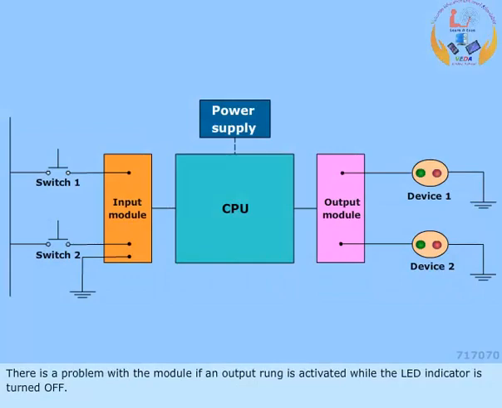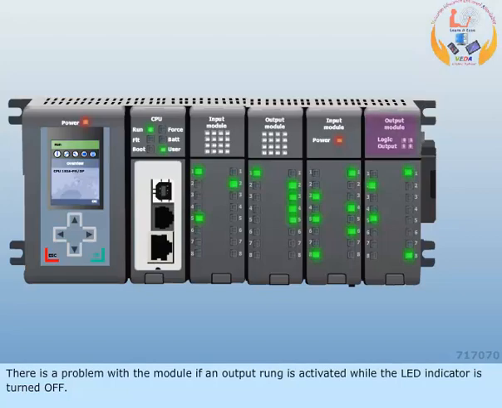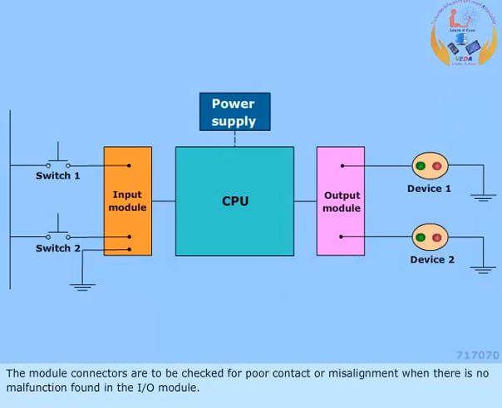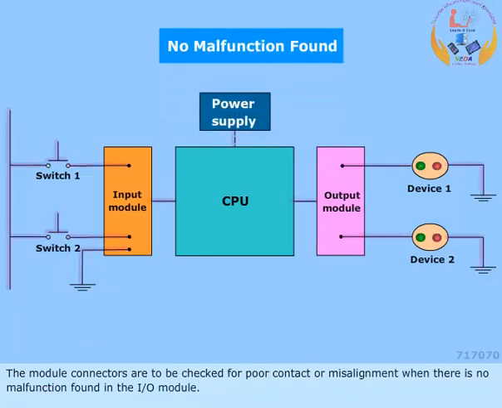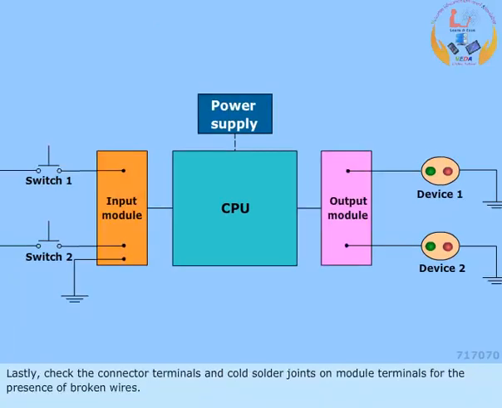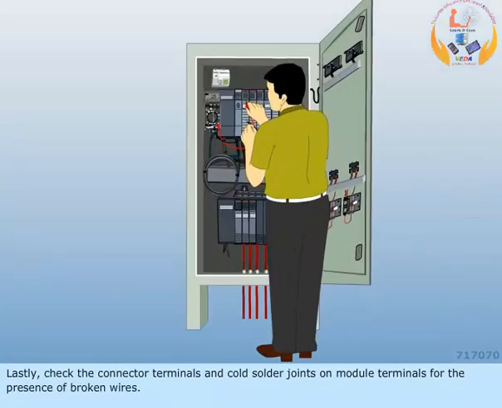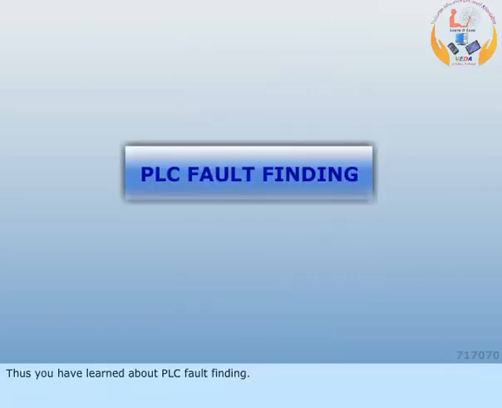There is a problem with the module if an output rung is activated while the LED indicator is turned off. The module connectors are to be checked for poor contact or misalignment when there is no malfunction found in the I/O module. Lastly, check the connector terminals and cold solder joints on module terminals for the presence of broken wires. Thus, you have learned about PLC fault finding.